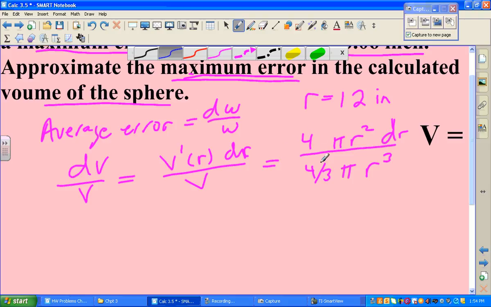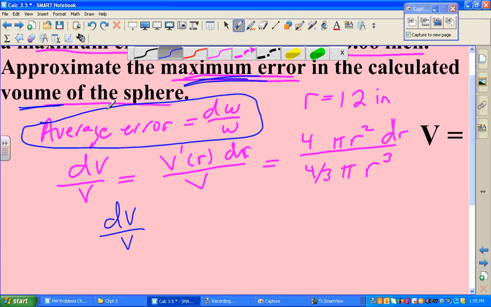Well, you see that 4 and that 4/3? What's 4 divided by 4/3? 3. So dV over V, because it said what's the maximum error of the volume. It said in our notes or in the book that the error was the change of something over the original, kind of like dy over y. So I have dV over V equals 3, or 4 divided by 4/3. Pi divided by pi is just 1. What is r squared divided by r cubed? 1 over r, and then I have dr over r.